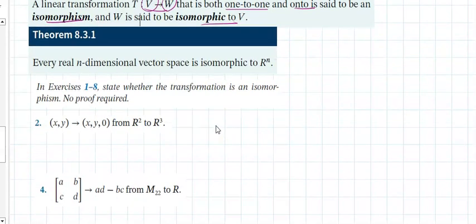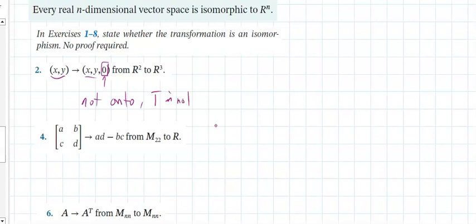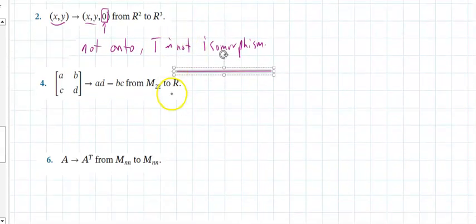State whether the transformation is an isomorphism. No proof is needed. We're going from R2 to R3, (x, y) to (x, y, 0). Well, that 0 right there is not onto. Therefore, the transformation is not isomorphic. Okay, well, so check if it's one-to-one or onto.